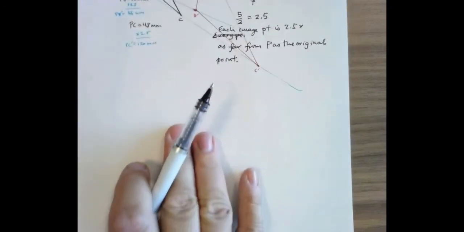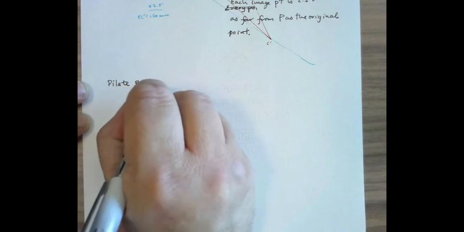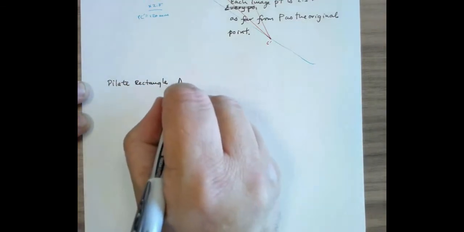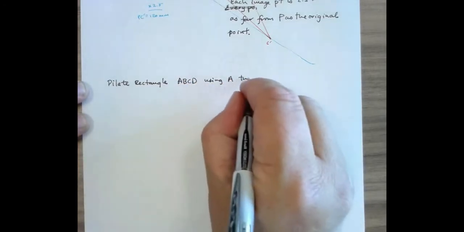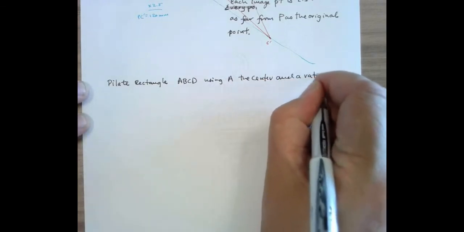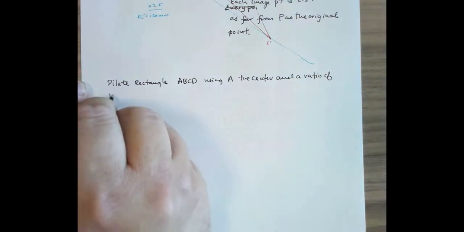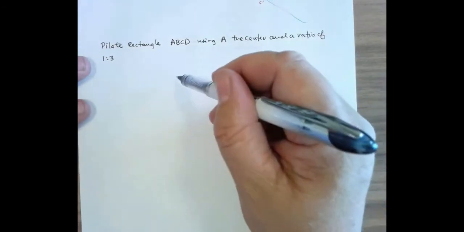So let's do one by hand where we make things smaller, and then we'll do some examples on graph paper. So let's dilate rectangle ABCD using A as the center and a ratio of 1 to 3. And I'll just freehand a rectangle here.